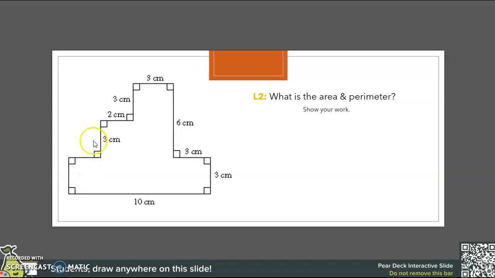1, 2, 3, 4, 5, 6, 7, 8, 9, 10. It is concave because it has 6 sides that cave in. 1, 2, 3, 4, 5, 6. It also has 3 angles that are greater than 180 degrees. 1, 2, 3. So this is a concave decagon.